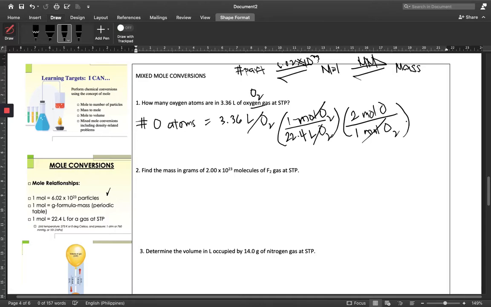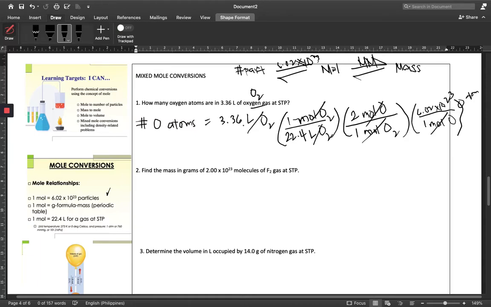And then this value we can further cancel out using Avogadro's number. So we know that 1 mole of oxygen atoms is equal to 6.02 times 10 to the 23rd O atoms. So this is 1 mole, and then we cancel moles of oxygen.